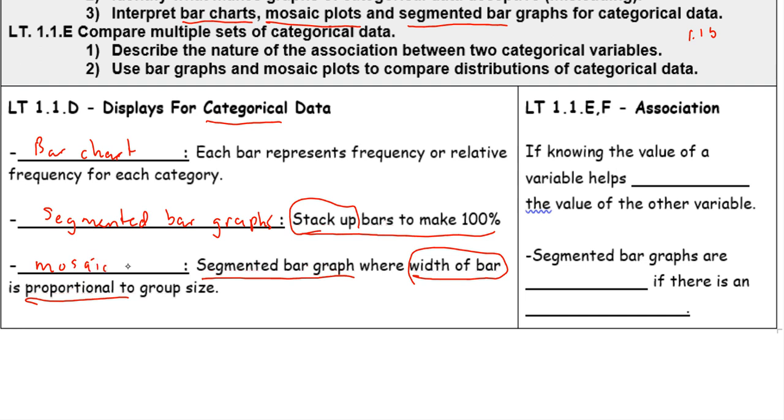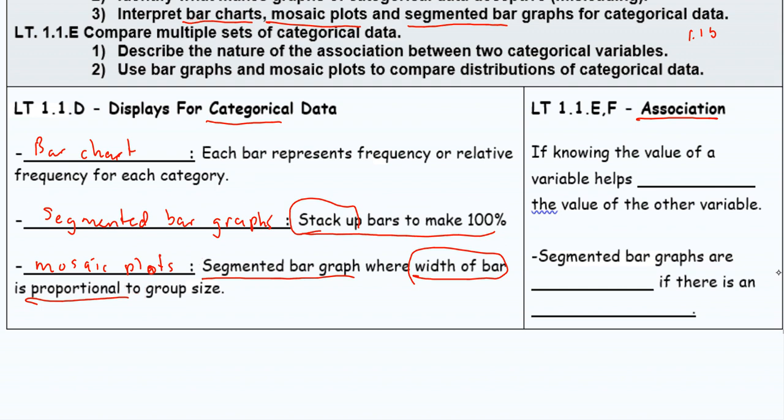Now, the reason why we have these mosaic plots, these segmented bar graphs, is that a lot of times we want to compare categorical data, and we have to figure out, is there an association? Well, if knowing the value of one variable helps predict the value of the other variable. Not necessarily that it's going to be exactly what it is, but if you can predict something, then you probably have an association.